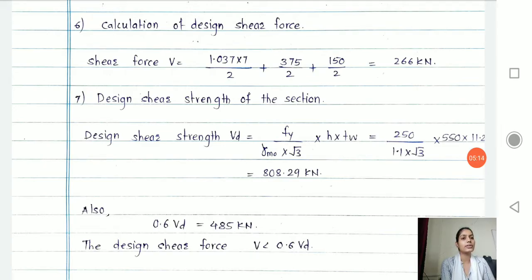Then we will check shear force and shear strength. For checking that, we have a condition. There are two conditions. One is that in which shear force may be greater than 0.6 times shear strength, and the other in which it may be lesser than 0.6 times shear strength. We have to check that condition, and from then we will conclude that our section is good to carry bending or flexural forces as well as shear forces.